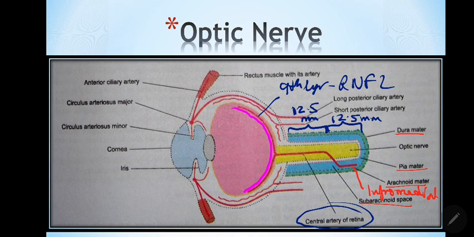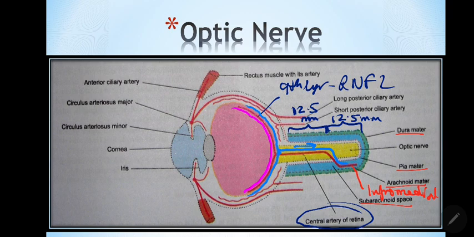And don't forget another important thing, that all these waste products have to be brought back, and that is through the venous circulation. So there will be a retinal vein also, and the retinal vein will have a similar course and will exit out like this. Ultimately it drains into the superior ophthalmic vein or the inferior ophthalmic vein.